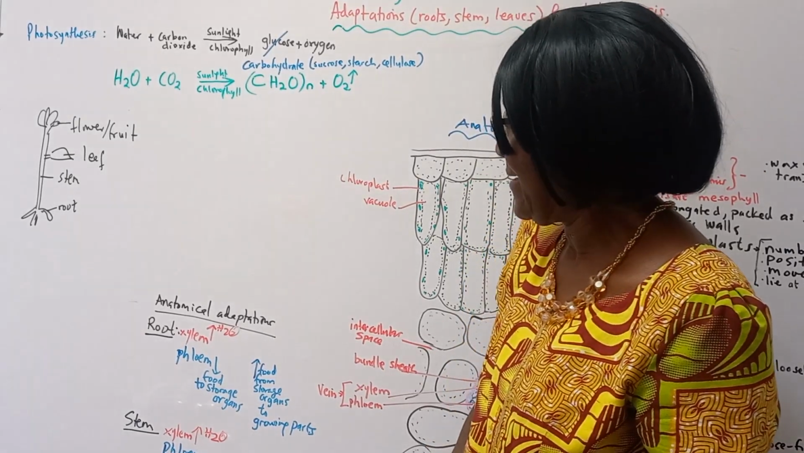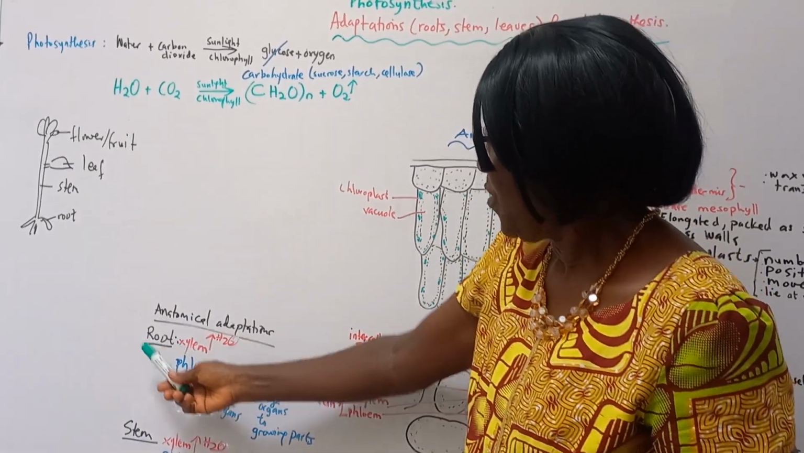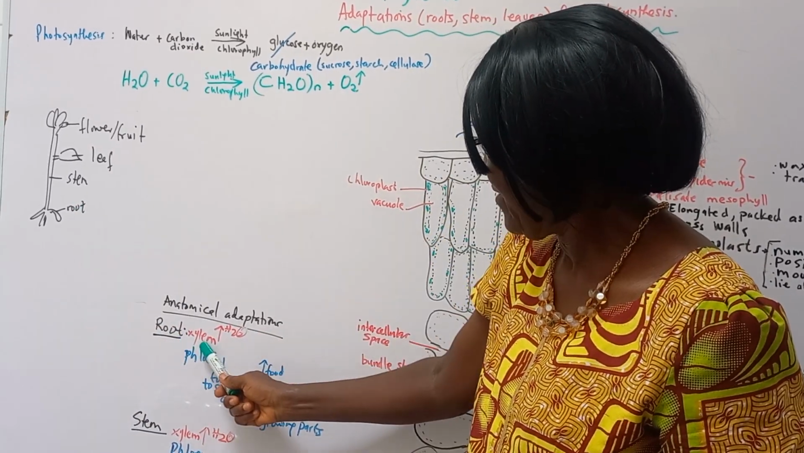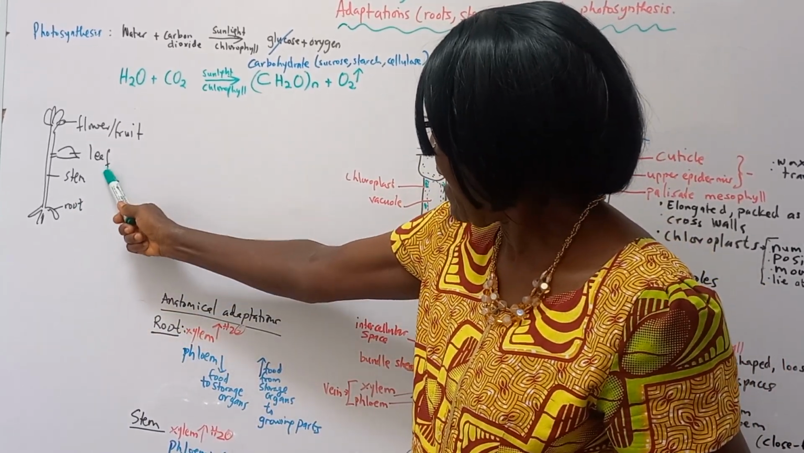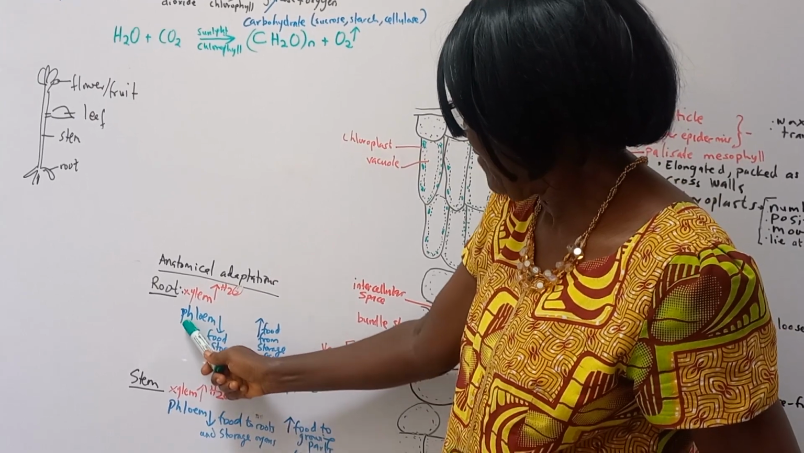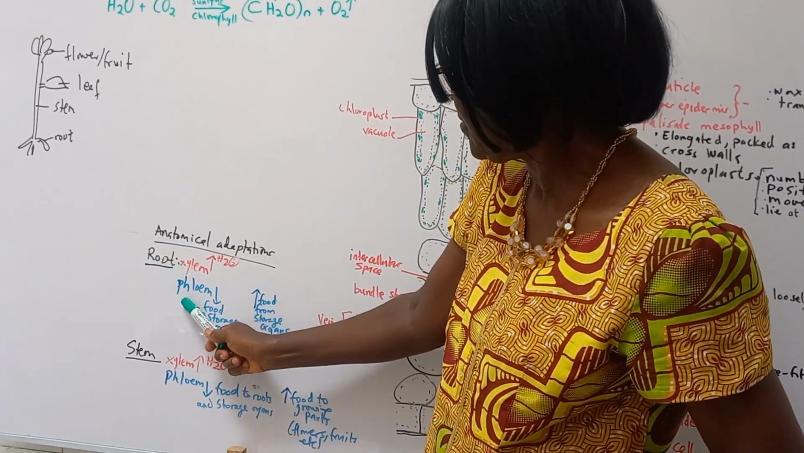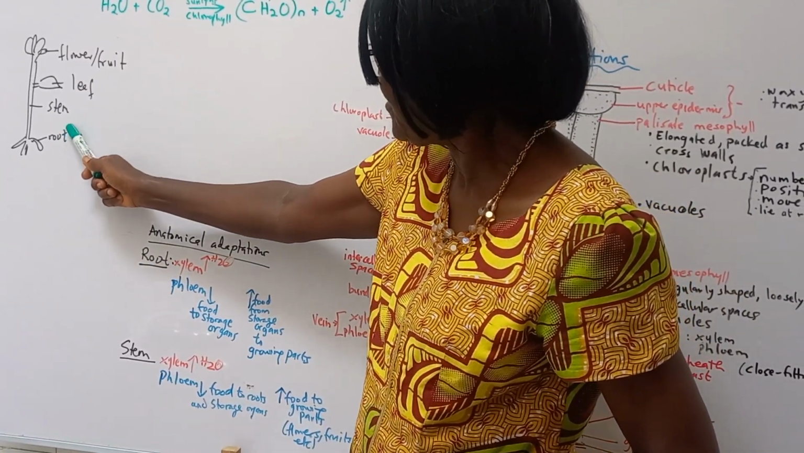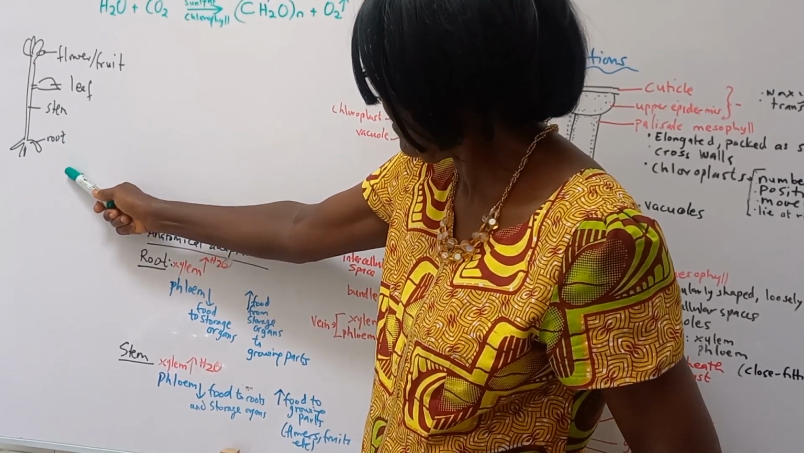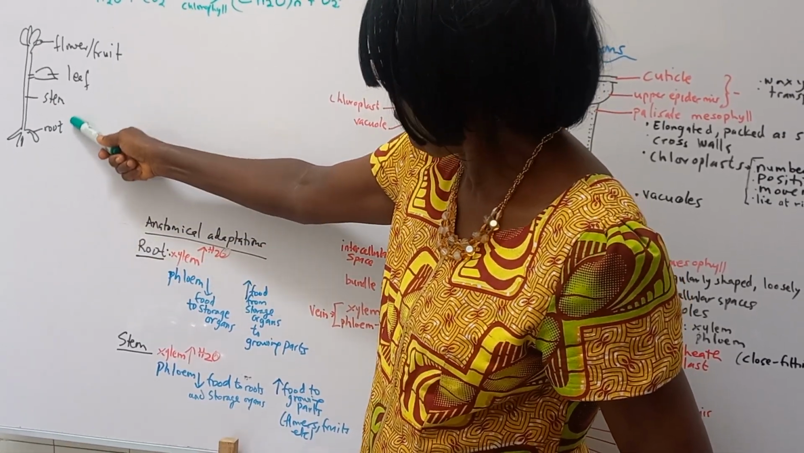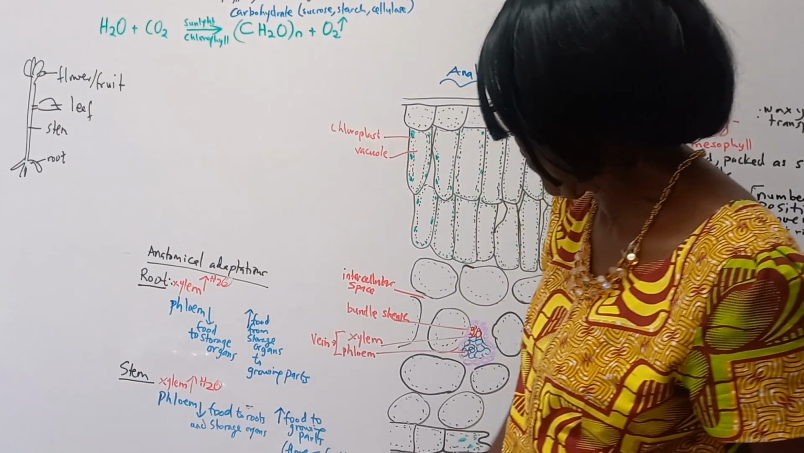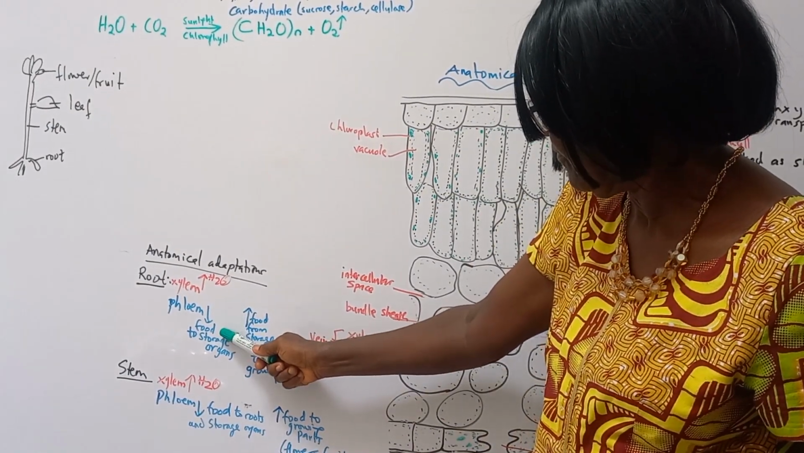Well, now anatomical adaptations. We want to look at the root. In the root, you have the xylem that moves water up the plant, and then you have the phloem also in the roots that will move manufactured food into the root cells for storage so that more photosynthesis can go on, so that the phloem takes the food down.